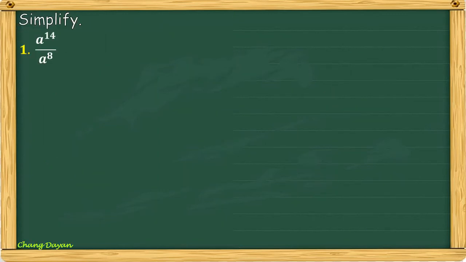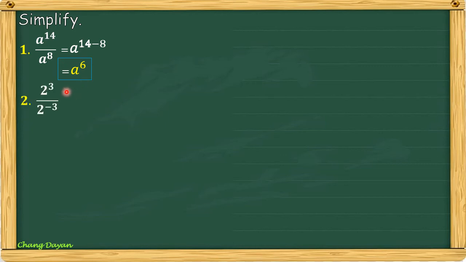Let us simplify. Number 1, a raised to the 14th power all over a raised to 8. Kung mapapansin nyo, mas mataas ang exponent ng numerator sa denominator. So, we'll have a raised to 14. Just get the difference. So, minus natin ang 8 sa 14, we'll get 14 minus 8 is equal to 6. So, our answer here is a raised to 6th power.